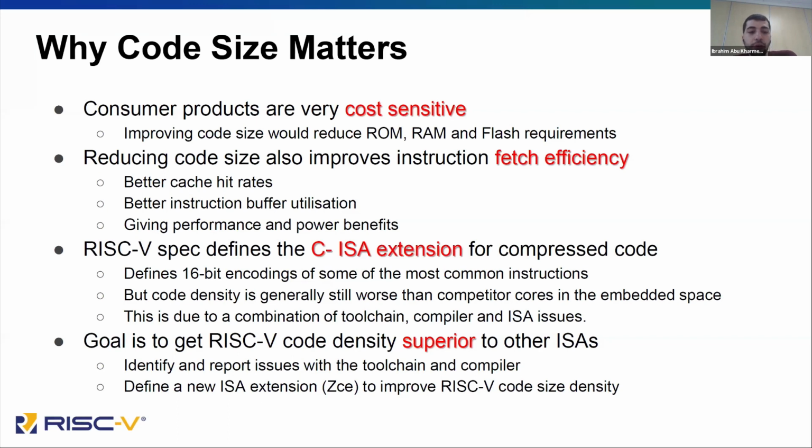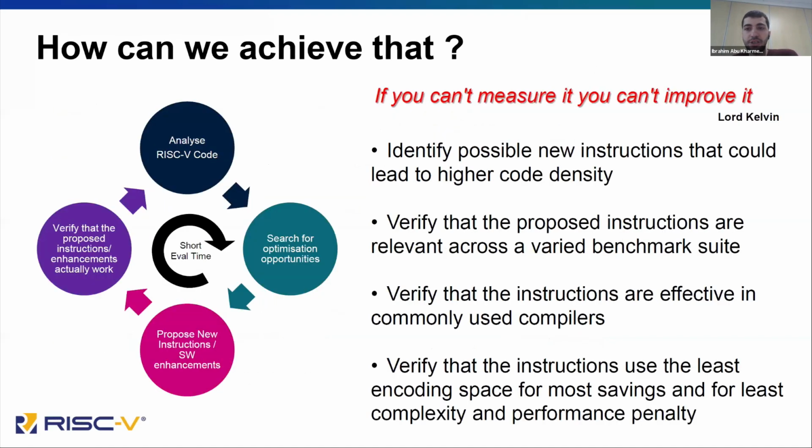First, we need to figure out issues and report them in the toolchain and compiler and try to get them fixed. The other step is to try to find an ISA extension that can aid the C extension for code size density. So how can we achieve this better code size density?